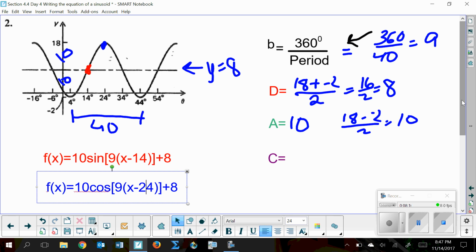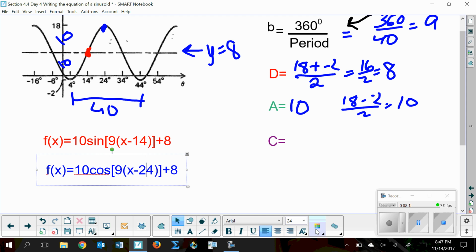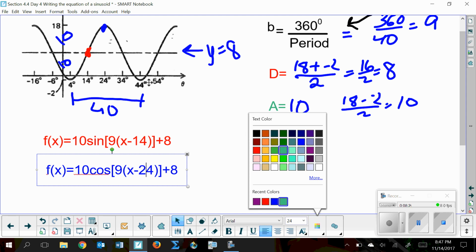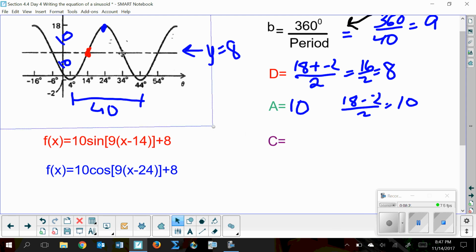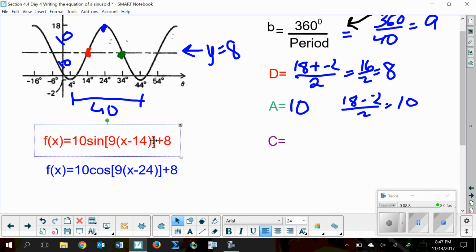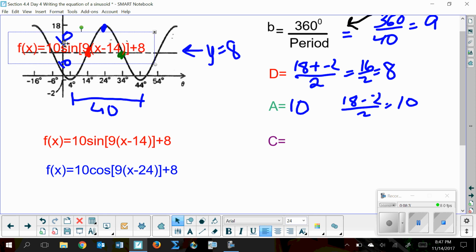Just to add on a little bit, I'm going to do one more. I'm going to show starting at this green dot right here. Here where the green dot is, I'm going to copy and paste this equation, and I'm going to make it green.